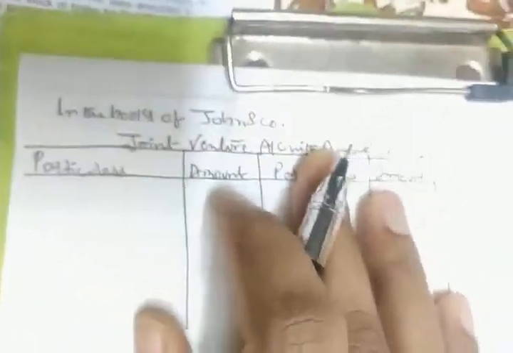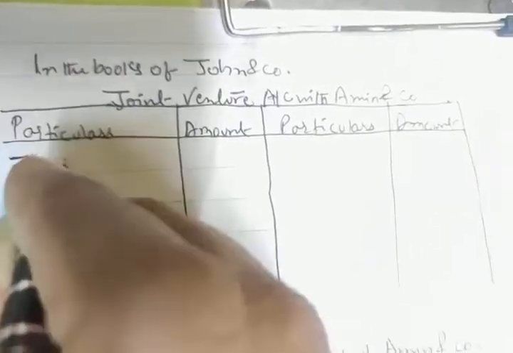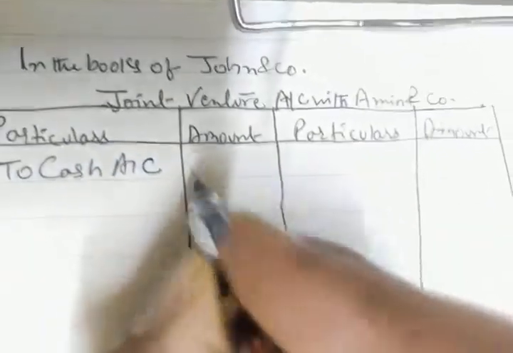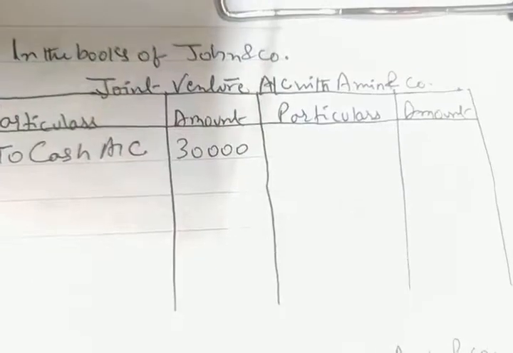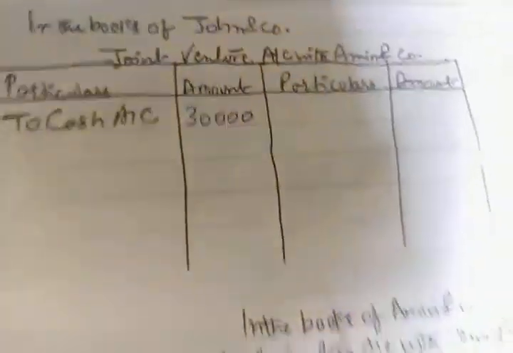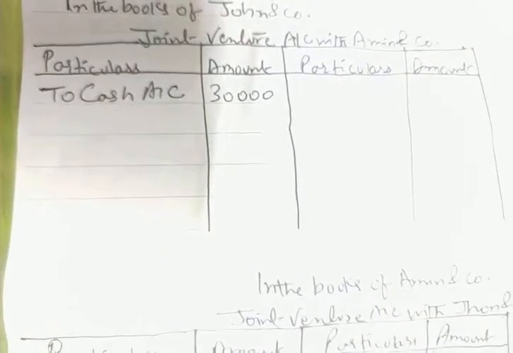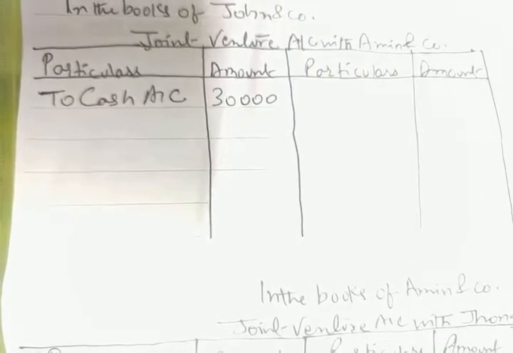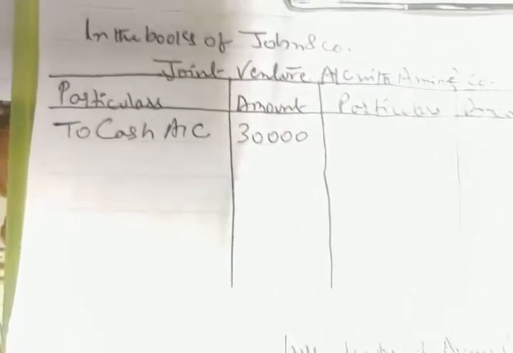If I go to the question, it was given that John and company bought goods of the value of rupees 30,000. So I'm making this in the books of John only. We'll do the entry, I hope you haven't forgotten, cash or bank account, worth rupees 30,000 for the goods. Then he sent them to Amin and company, with profit shared equally. John and company also paid rupees 2,000 for freight and insurance.